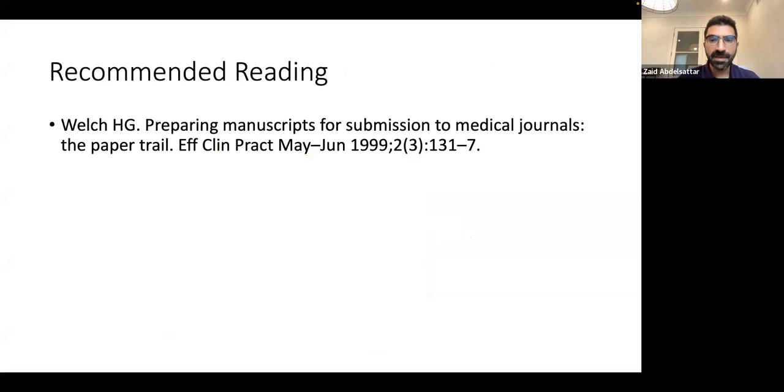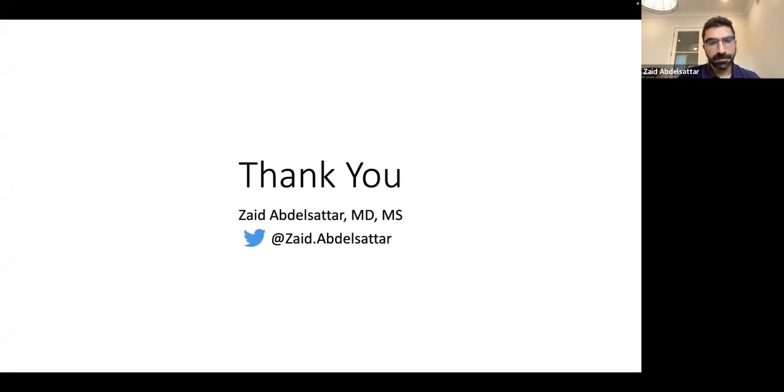I recommend reading this paper. It's written by Welsh. It's called Preparing Manuscripts for Submission to Medical Journals, the paper trail. This is the citation for it. It's an old paper, but this is a crucial paper for anybody who wants to write papers for journals. It goes through almost everything that we just went through. I did change some things in it a little bit just to convert to my style, but this is a high yield paper for anybody who wants to write and be involved in academics.